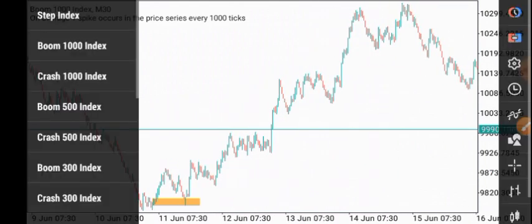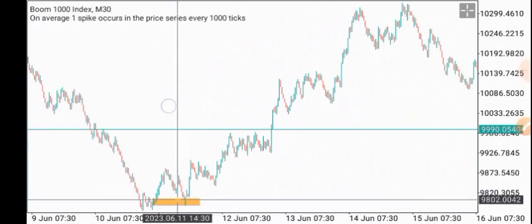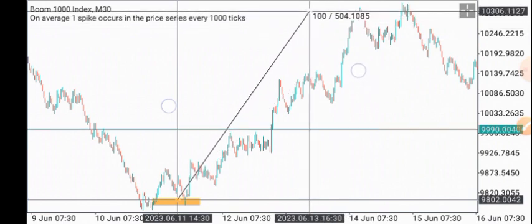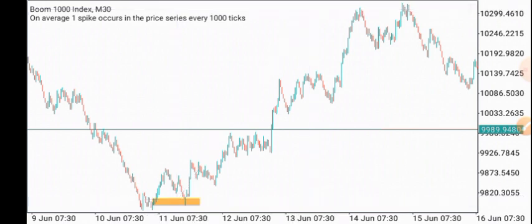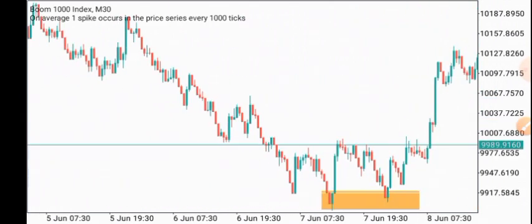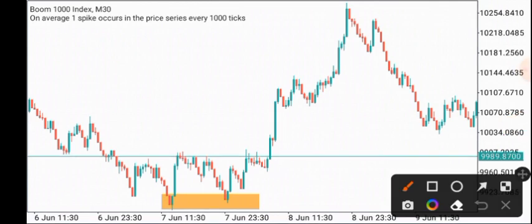Look at it. Okay, let me get it properly. Imagine entering the trade here. You have made, this is it, over $500 from this simple strategy. So that is the power of order block, guys. That is the power of order block trading. So it really works. Look at another one here. Look at another one. The order block must be unmitigated.